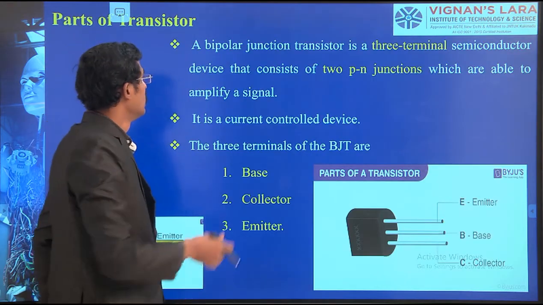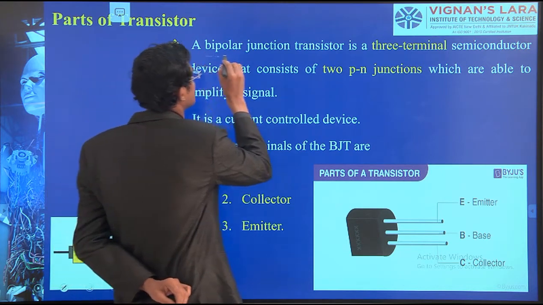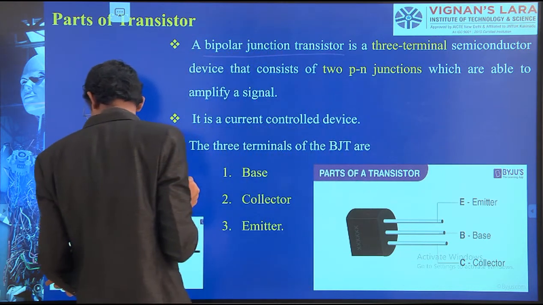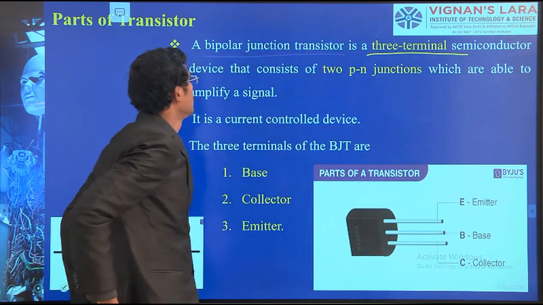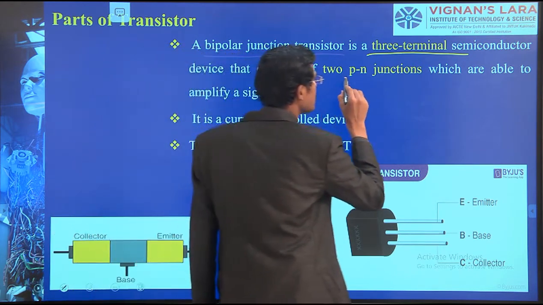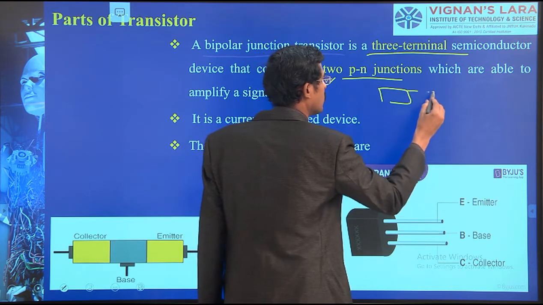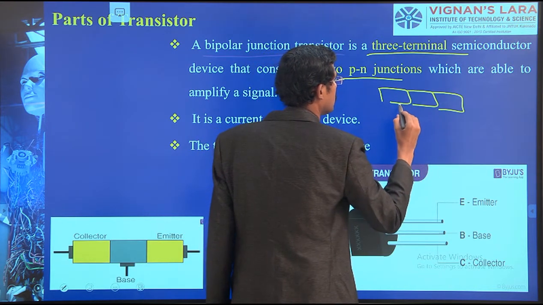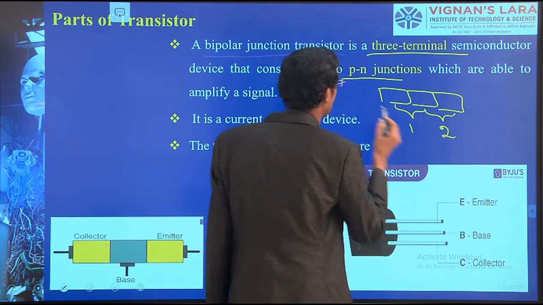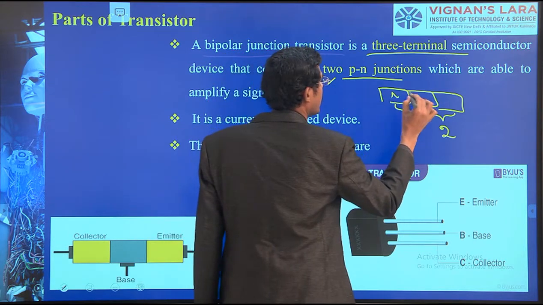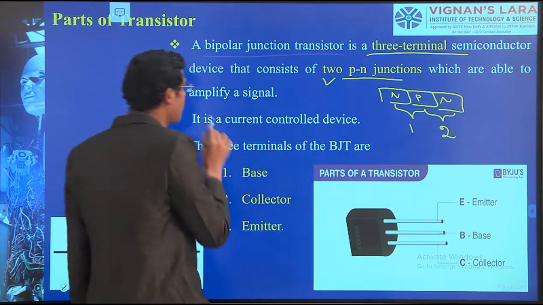So now the parts of this transistor. The bipolar junction transistor is a three-terminal semiconductor device that consists of 2 p-n junctions. We know this. What is this 2 p-n junction? This combination is one, and again this combination is the second one. So we can take N-P-N. These are two combinations, which are able to amplify the signal.